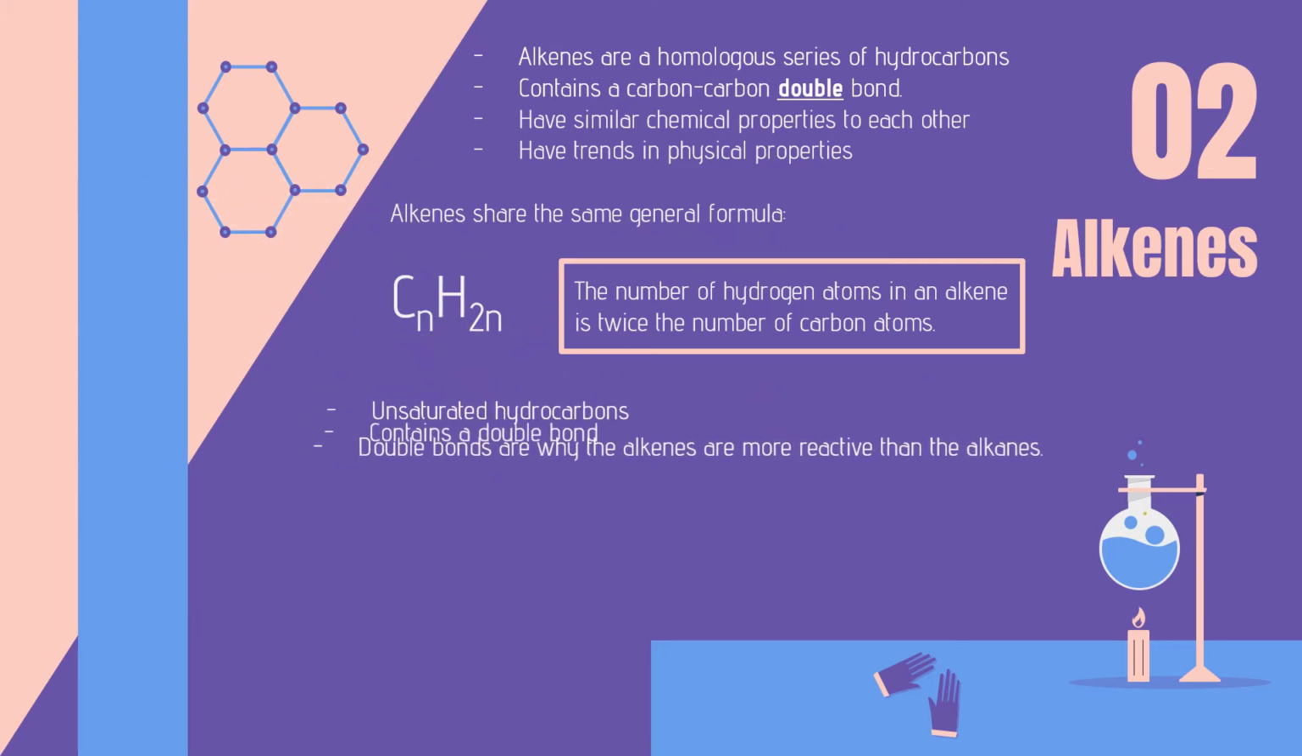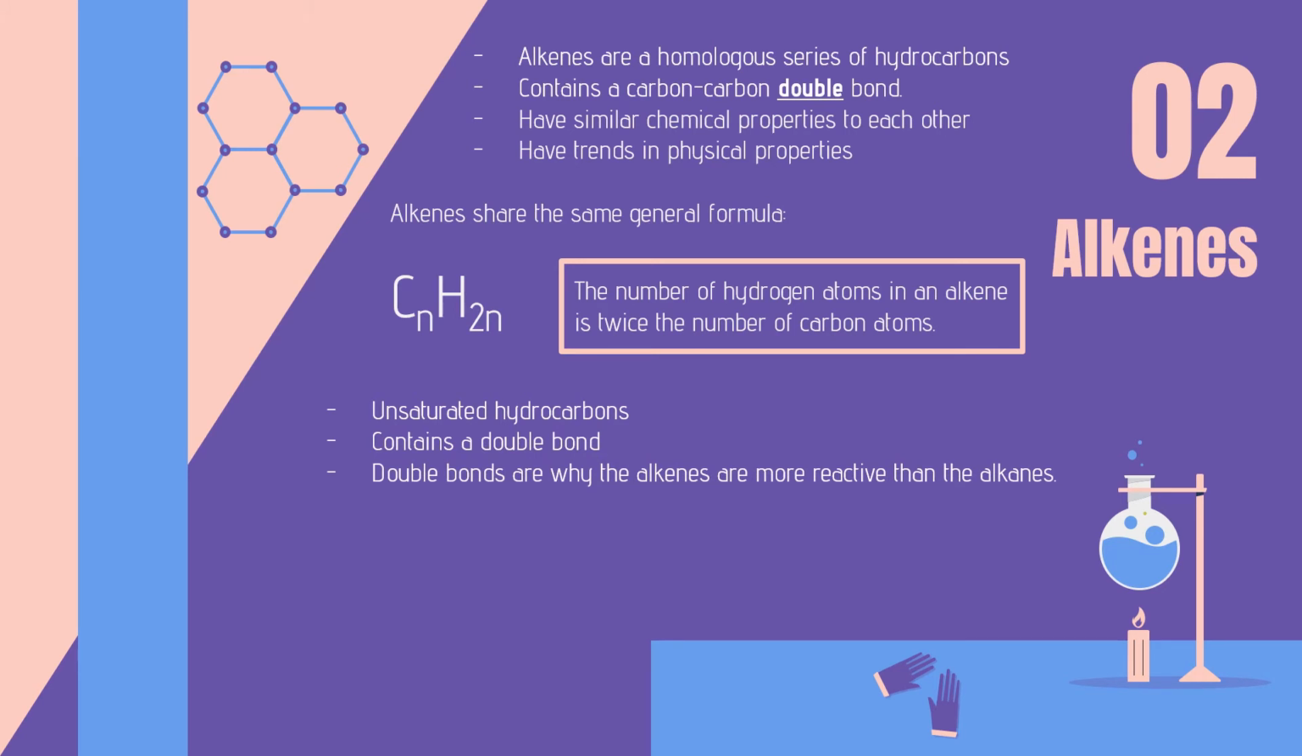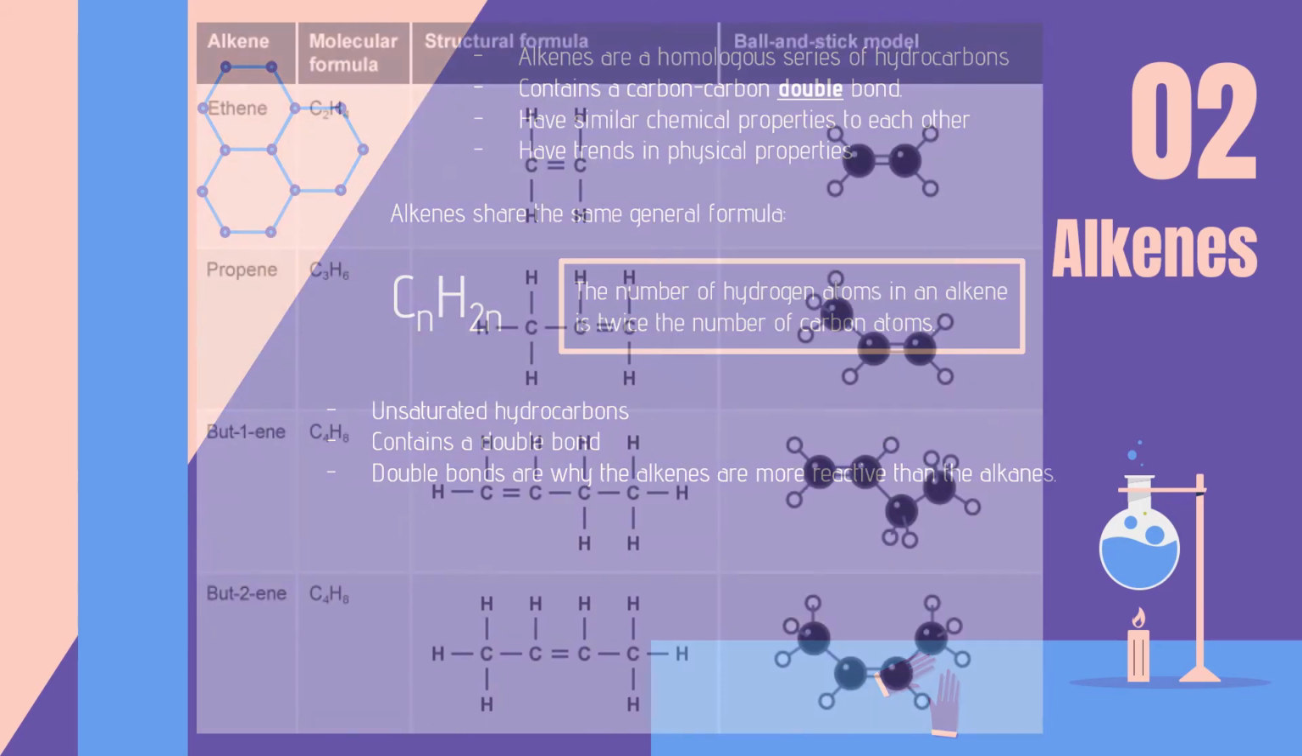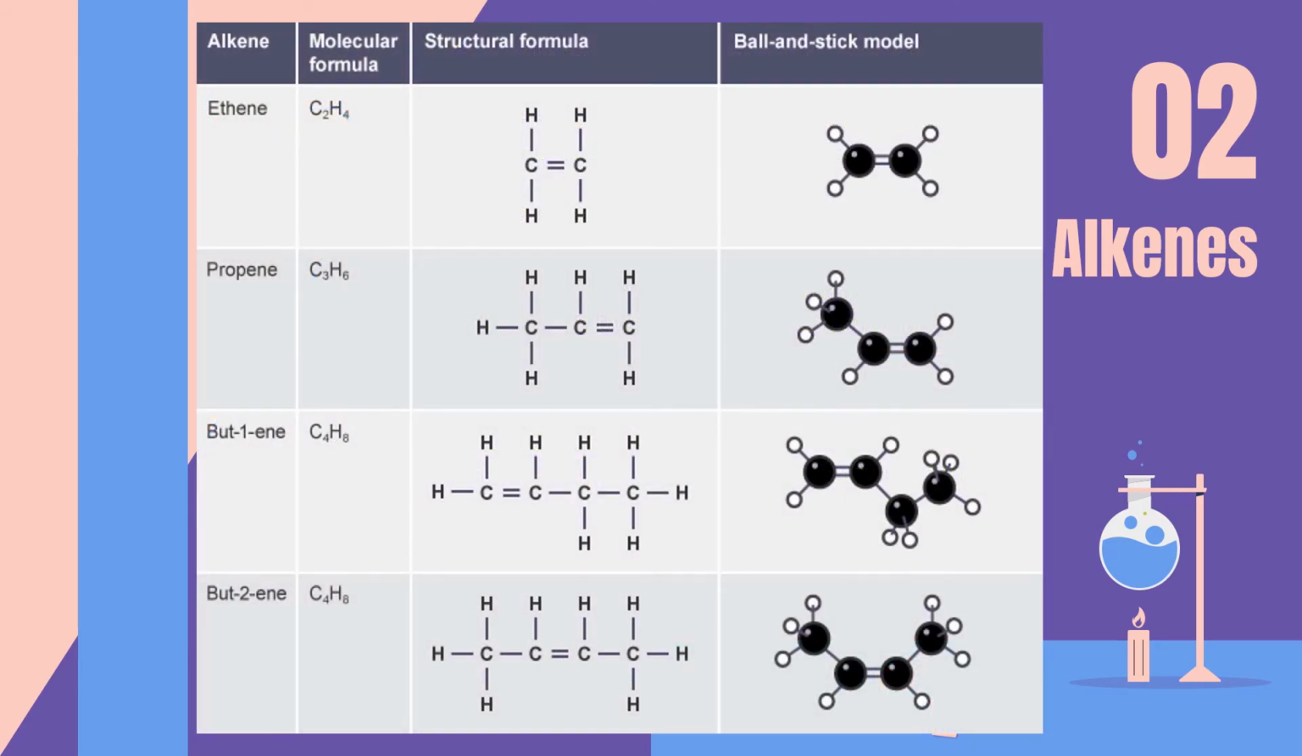Alkenes are unsaturated hydrocarbons because they contain a double bond. And these double bonds make alkenes more reactive than alkanes. Why? Before that, here are some examples of alkenes.